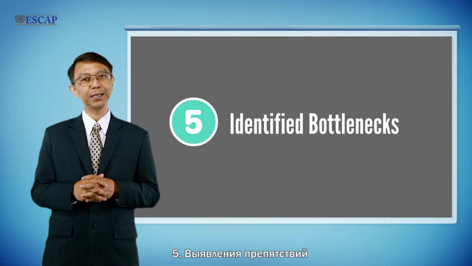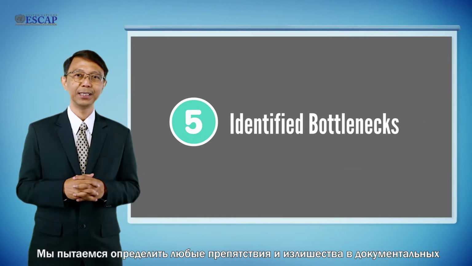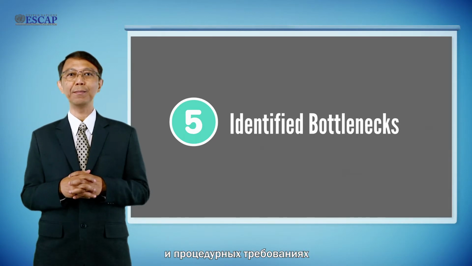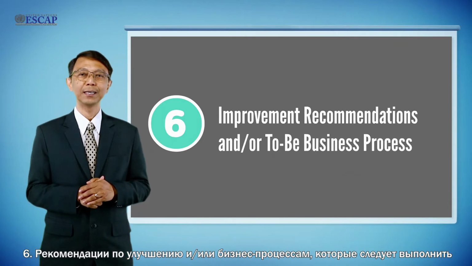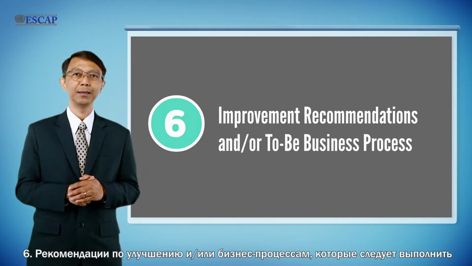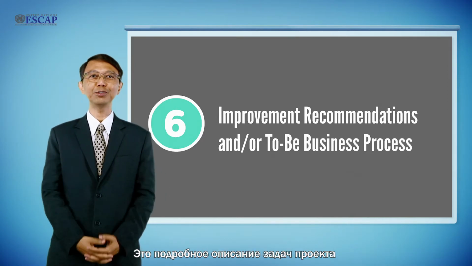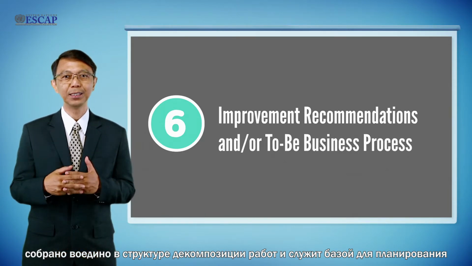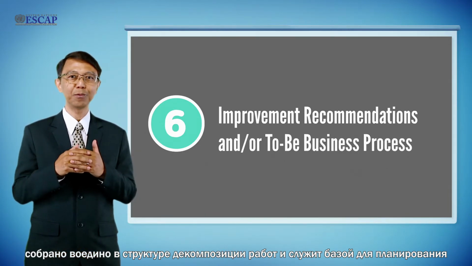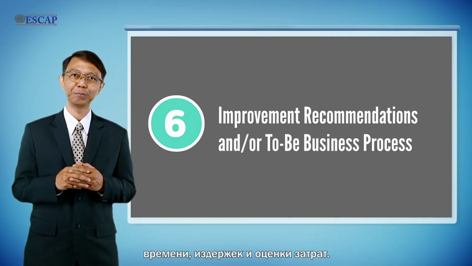Fifthly, the bottlenecks. We try to identify bottlenecks and any redundancies in documentary and procedural requirements. And number 6 is the improvement recommendations and also the to-be business processes. An output-oriented description of project tasks, as summarized in the work breakdown structure, then serves as a basis for project timeline, cost, and effort estimation.